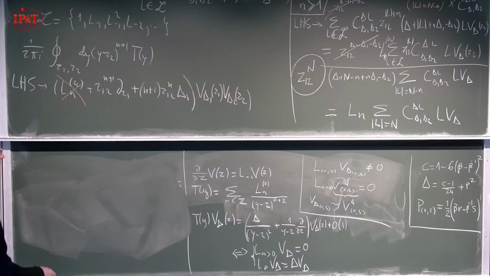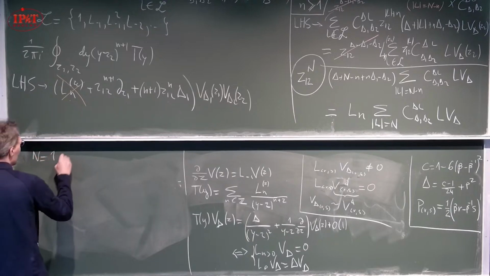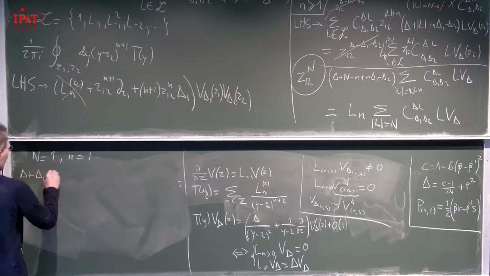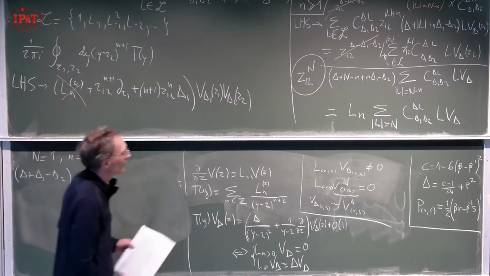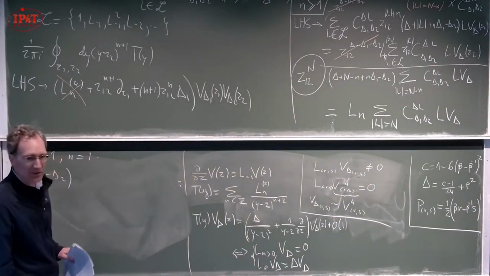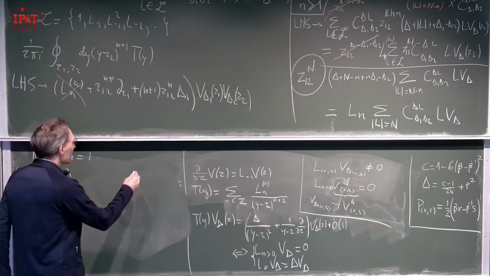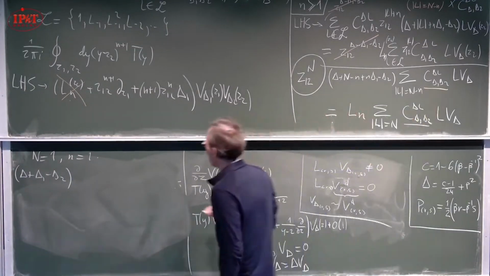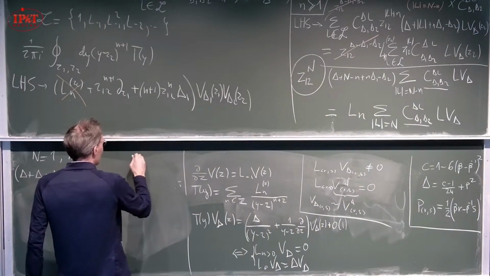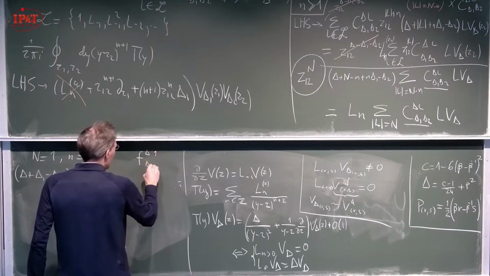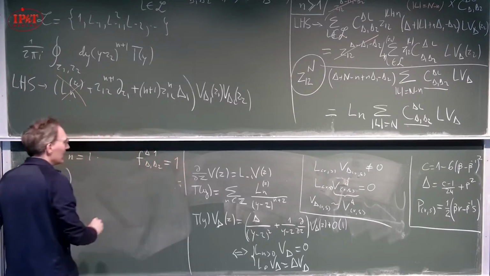So let's focus on the special case big N equals 1 and small n equals 1. Then we have delta plus delta 1 minus delta 2. Here I'm rewriting this thing. Sorry, small change of notation. I want to focus on a solution of this system. So this is the unknown. I will call F this solution, and I define this solution by saying that the primary state has coefficient 1.